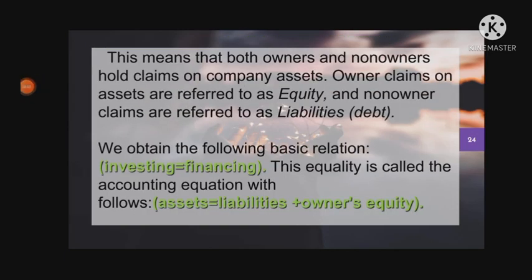This means that both owners and non-owners can hold claims on a company's assets. Owner claims on assets are referred to as equity, and non-owner claims are referred to as liabilities or debt. We obtain the following basic relation. Investing is equal to financing. This equality is called the accounting equation, which follows: assets are equal to liabilities plus owner's equity.